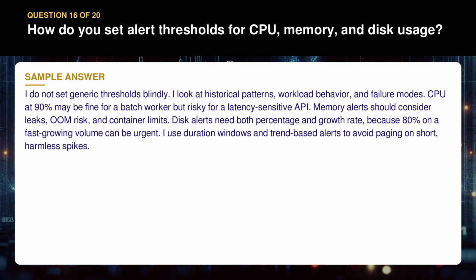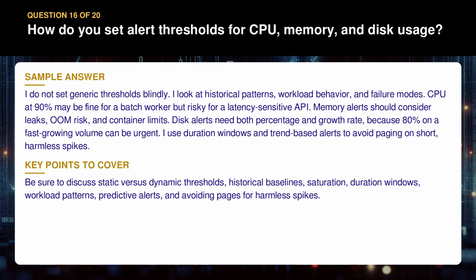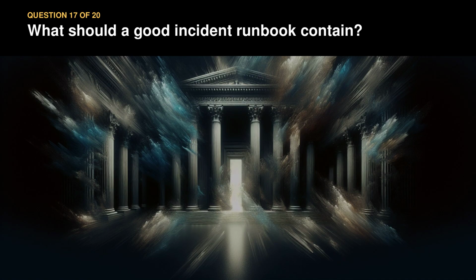Memory alerts should consider leaks, OOM risk, and container limits. Disk alerts need both percentage and growth rate, because 80% on a fast-growing volume can be urgent. I use duration windows and trend-based alerts to avoid paging on short, harmless spikes. Be sure to discuss static versus dynamic thresholds, historical baselines, saturation, duration windows, workload patterns, predictive alerts, and avoiding pages for harmless spikes.